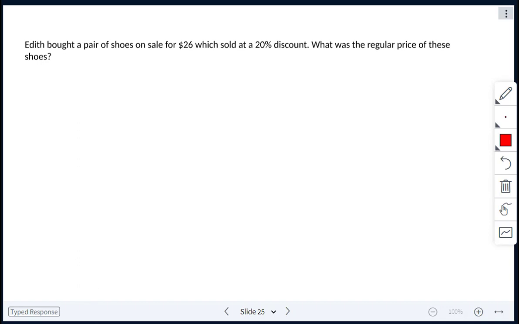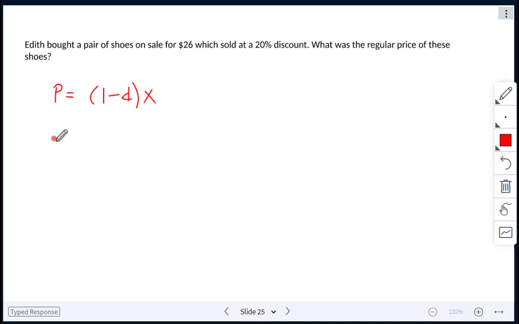Let me read it out first. So our next question, Edith bought a pair of shoes on sale for $26, which sold at a 20% discount. What was the regular price of these shoes? All right, so we have to figure out what the regular price was given the discount and given the sale price. So we can use this here for that, where we're solving for X. P here is that sale price that we're given. Here is the discount. And we're using 1 as a whole instead of using 100%. So when we put in the discount, we'll use the decimal form. And then we are solving for X.